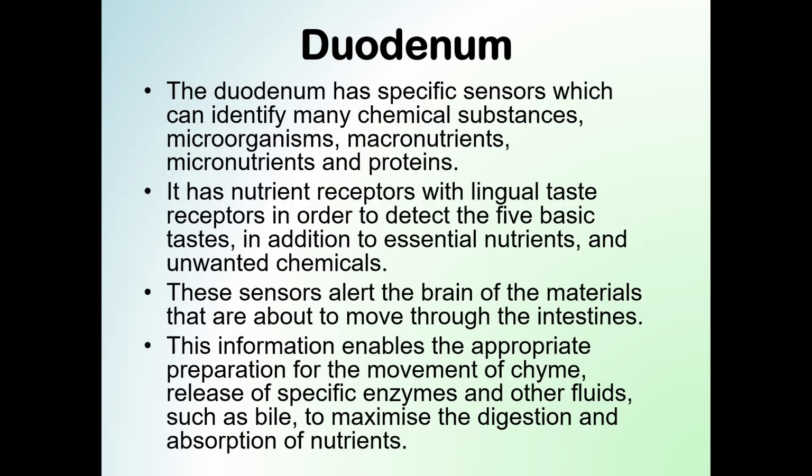So, for example, if you eat something that has absolutely no fat in it, the sensor that picks up fat doesn't pick it up because it's not there. So no bile will come in. You don't want to waste bile if there's no need for it. That's sort of an example.